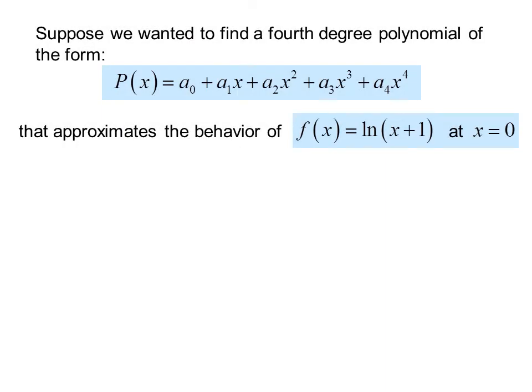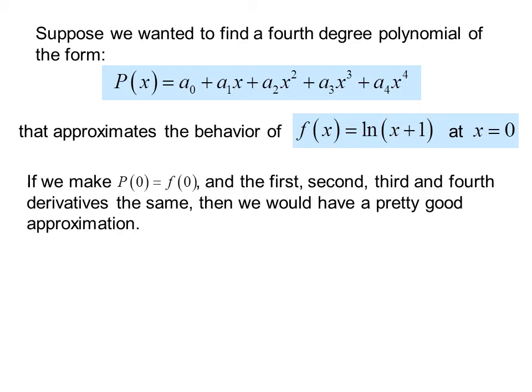Suppose we wanted to find a fourth-degree polynomial of the form p of x equals a sub 0 plus a sub 1 x plus a sub 2 x squared plus a sub 3 x cubed plus a sub 4 x to the fourth that approximates the behavior of f of x equals ln of (x plus 1) at x equals 0. If we make p of 0 equal f of 0, and the first, second, third, and fourth derivatives are the same, then we would have a pretty good approximation.